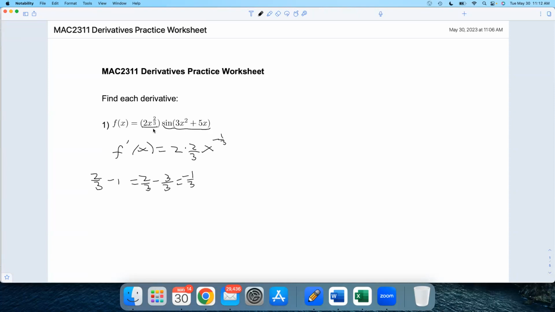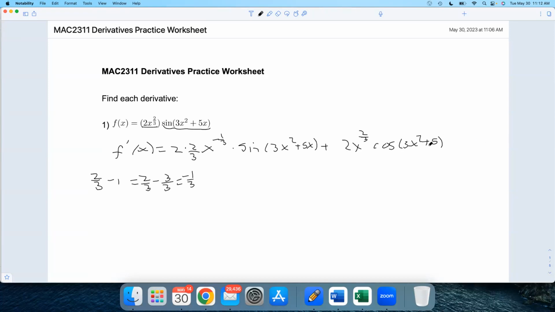So that's derivative of the first times, leave the second alone, sine of this stuff, plus, leave the first alone, times derivative of the second. I've got sine of stuff. The derivative of sine of anything is cosine of the same thing times the derivative of what's inside. This is chain rule because I've got a function inside a function.